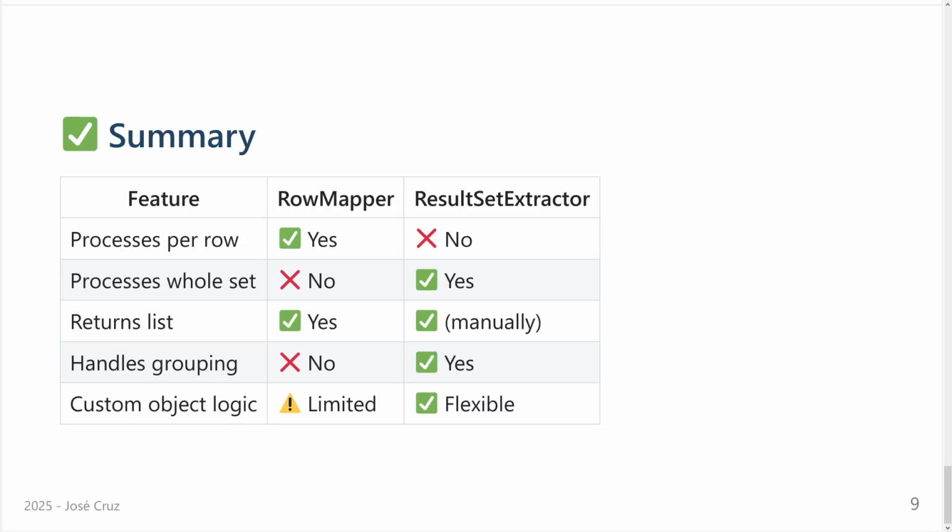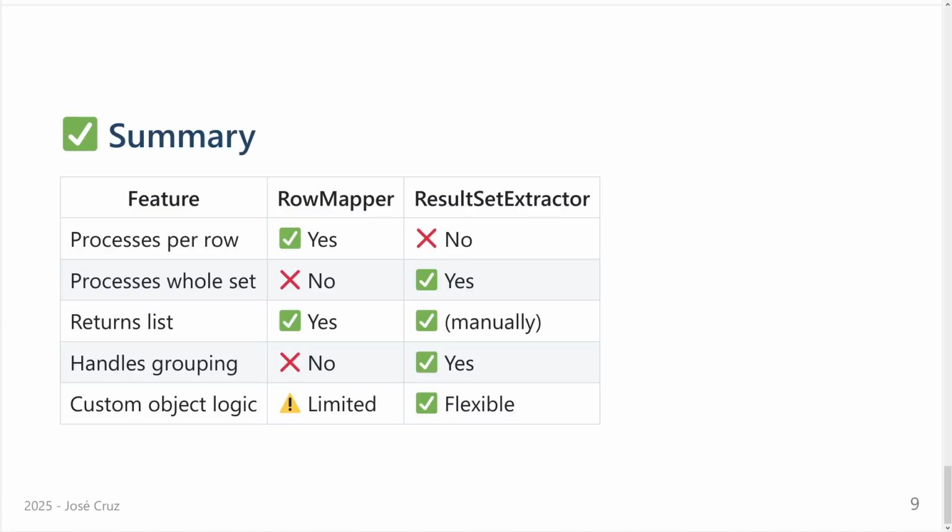So custom object logic is quite limited. You have a lambda where you receive a row and you can do whatever you want with that row, but with the ResultSetExtractor you have access to all the rows at the same time, so you can do whatever you want. So let's see now an example.